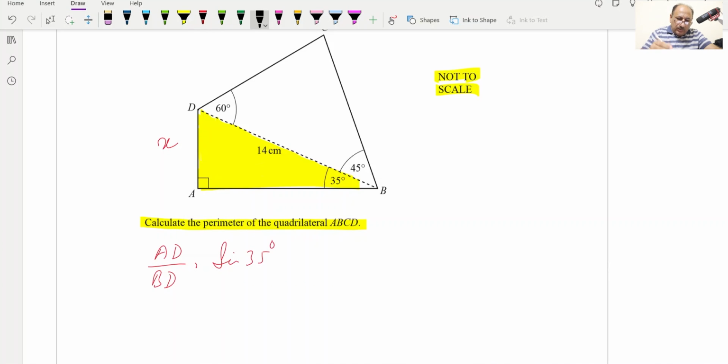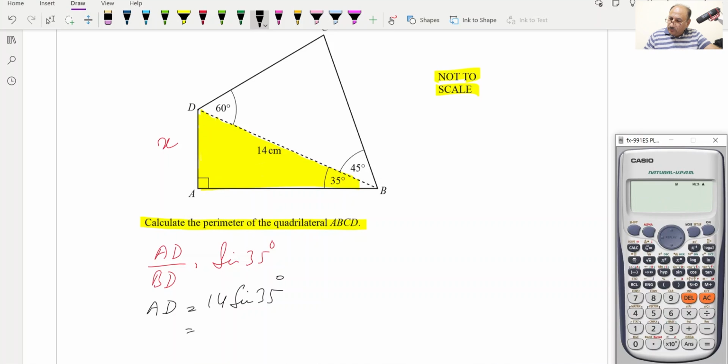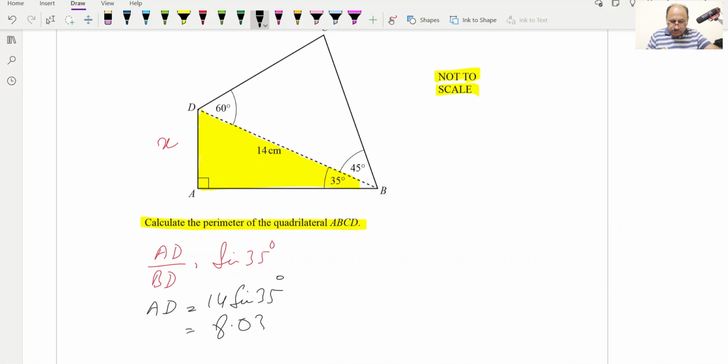which is equal to sine of 35 degrees, and AD will be equal to BD, which is 14, sine of 35 degrees. This will be 14 sine of 35. Your calculator should be in degree mode, so 8.03 centimeters. This one we have calculated, 8.03 centimeters. So we have this side.